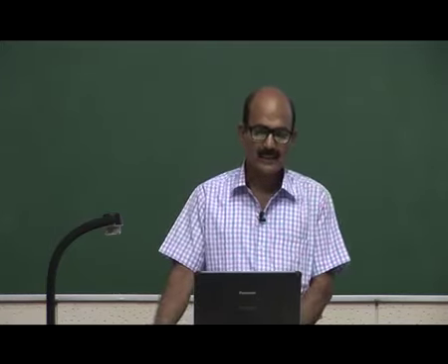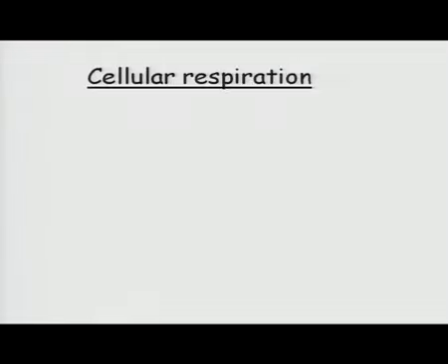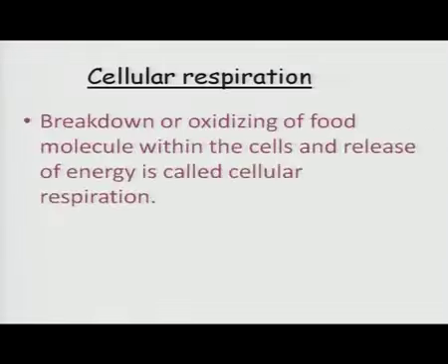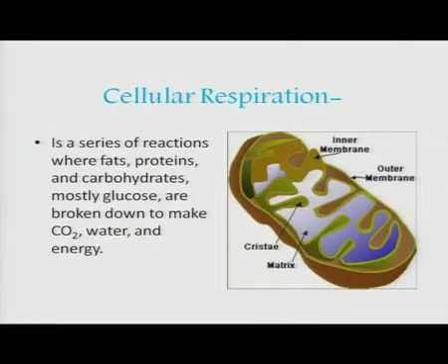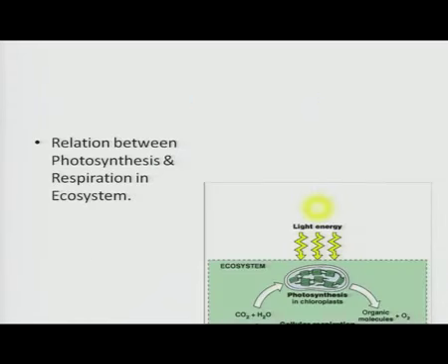Today the main discussion is about cellular respiration. What happens in cellular respiration? It is the breakdown of organic food material, the products of photosynthesis like carbohydrate or glucose, within the cell, and the release of energy. This is called cellular respiration. It is a slow, enzymatic process that gives rise to carbon dioxide, water and ATP.